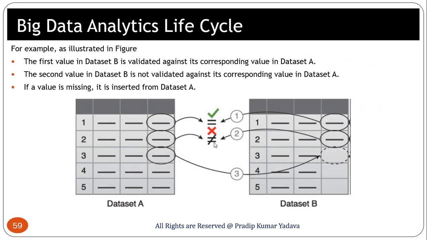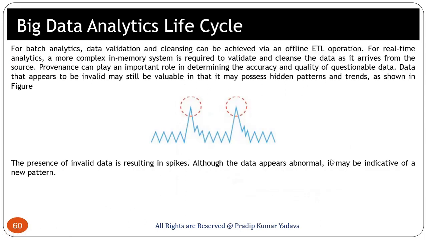Now here you can see the first value in dataset B is validated against its corresponding value in dataset A. So there are two datasets we are using, dataset A and dataset B. The second value in dataset B is not validated against its corresponding value in A. Okay, if a value is missing, it is inserted from dataset A. Meaning here in dataset B, you can see one value is missing, so that can be validated and inserted from dataset A into dataset B. So this is also an example of validation. Now here you can see another example.